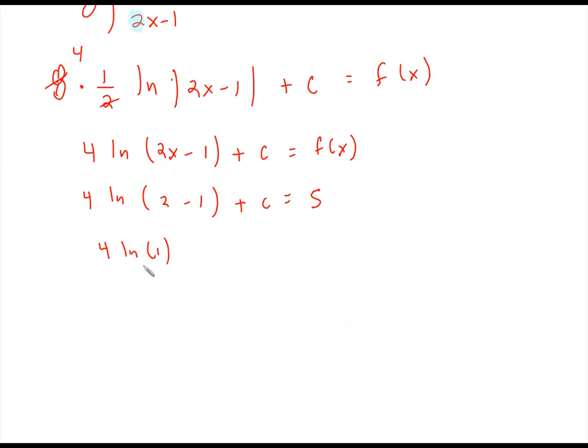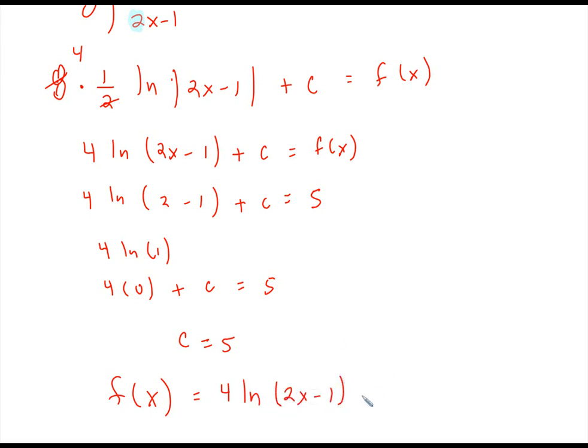So you have to think, e to what power will give you 1? It would be 0. So 4 times 0 here plus c is equal to 5. So that means c is going to equal 5. So our function f of x is going to equal 4 natural log 2x minus 1 plus c. Now c is 5, so plus 5.